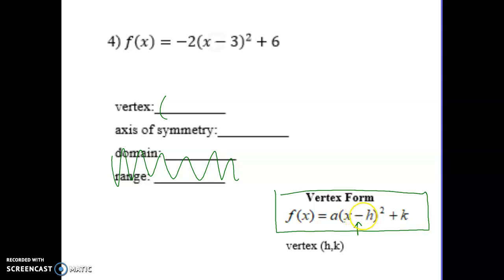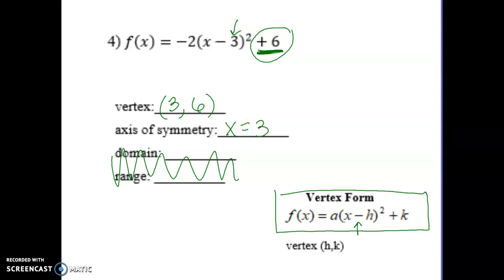So since the negative is part of the equation, I'm going to do the opposite sign. The x value is 3. And then the y value of the vertex is always whatever is added or subtracted at the end. We're adding 6, so it's a positive 6. The y value of the vertex is always this number that's added or subtracted, the constant at the end. The x value is always inside the parentheses with x. Just make sure you do the opposite sign because of the negative in the equation. The axis of symmetry is going to be x equals the x value of the vertex, so x equals 3.